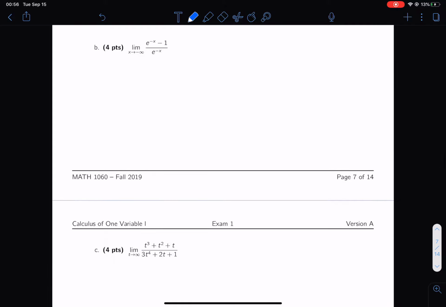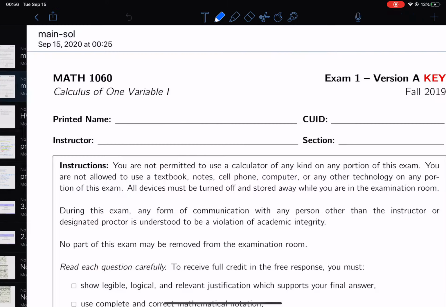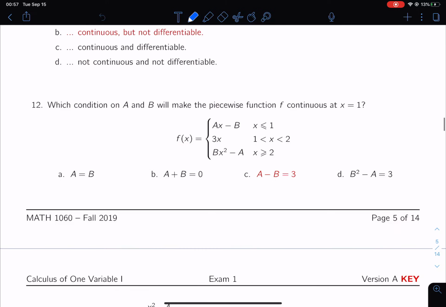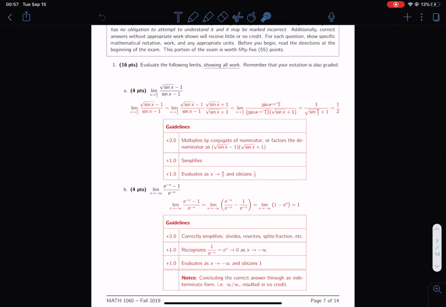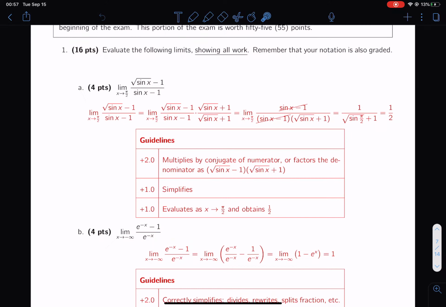And for the free response, I'm gonna just use the solution. Then that is easier. So the first one, the numerator, when you plug in pi over 2, sine pi over 2 is 1. This is a 0 divided by 0 case. And we can see the numerator is square root of something minus something.